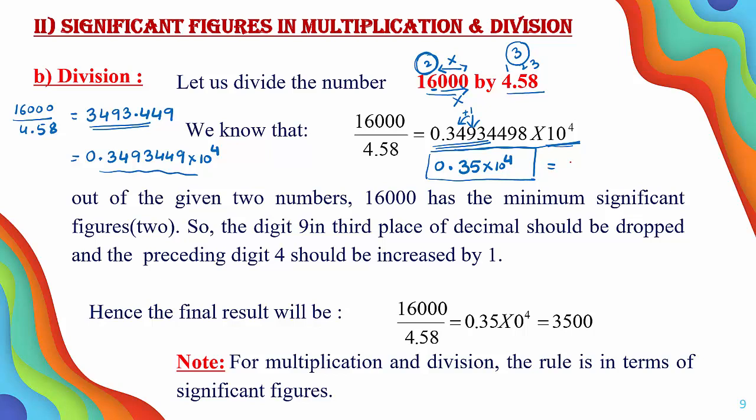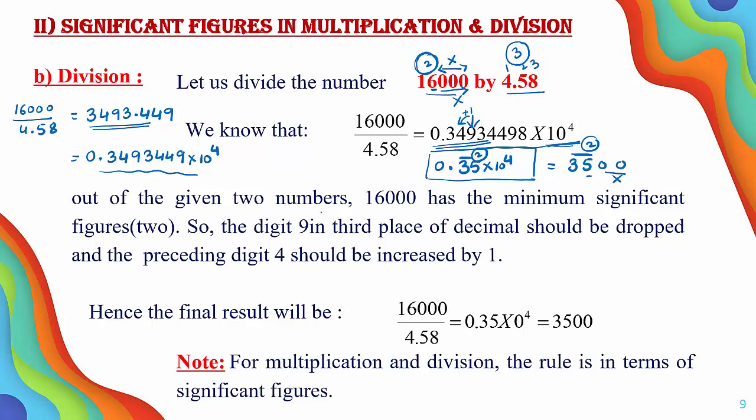Or I can write it as 3,500. Both are the same here. Now tell me how many significant figures are there? Here also 2 significant figures. Here also 2 significant figures. There is not much change here. Both are the same. So for the final result, the least number of significant figures is 2, because the zeros on the right side of the last non-zero digit are not considered. So the final answer is, either you can write 0.35 into 10 raised to 4, or you can write 3,500.